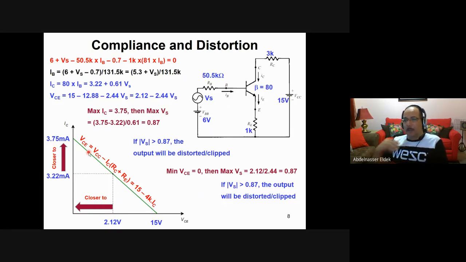Okay, so now in this case, this is the maximum level of IC. If you have an AC signal, then the maximum level is 3.75 minus 3.22. This is the maximum. It cannot be more than that. If it is more than that, then in this case it will not work. Same for the voltage here. The output voltage cannot exceed 2.12. Otherwise, it will not work. It will be clipped.